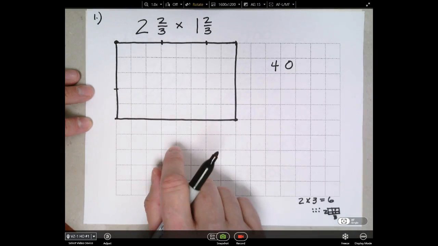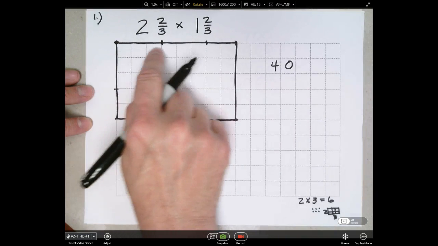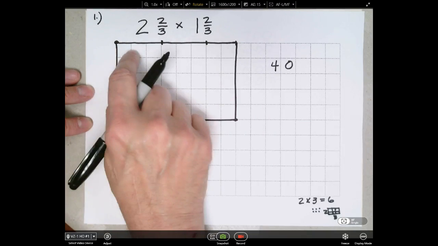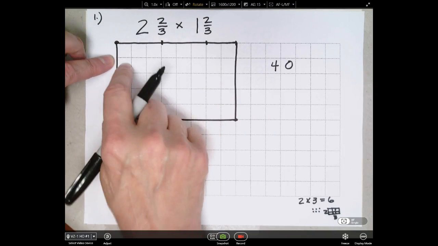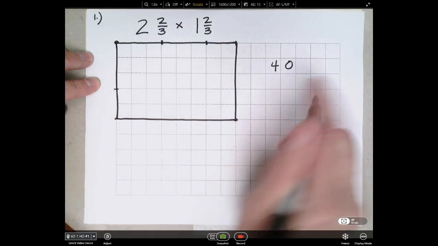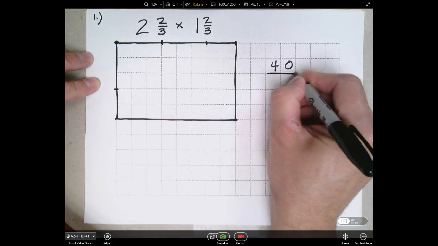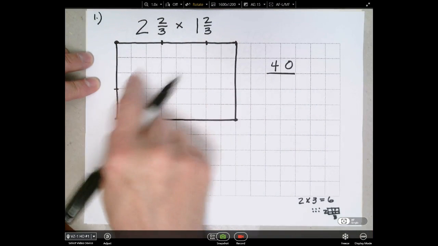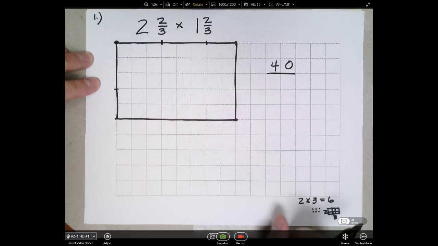But one of the things we also know is that each of these boxes is not one whole, because they're not 1 by 1, they're 1/3 by 1/3. Okay, so we are going to have a numerator over a denominator, and that denominator is going to represent the size of each box. So, can you tell me the size that each box is equal to? Think about it for a moment.